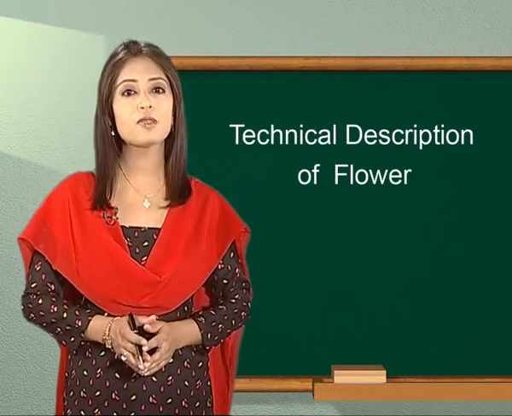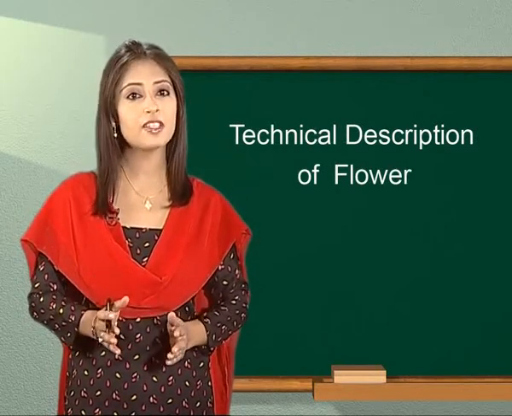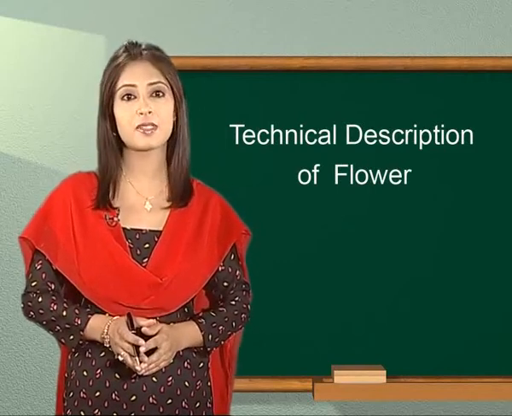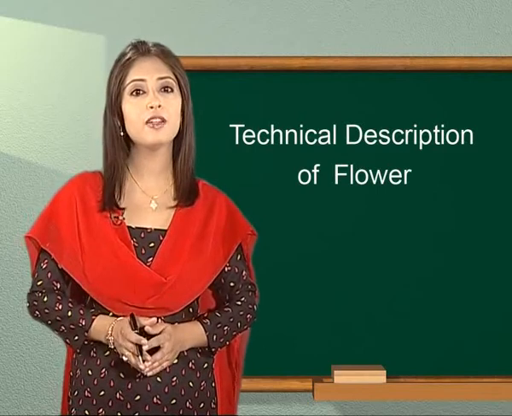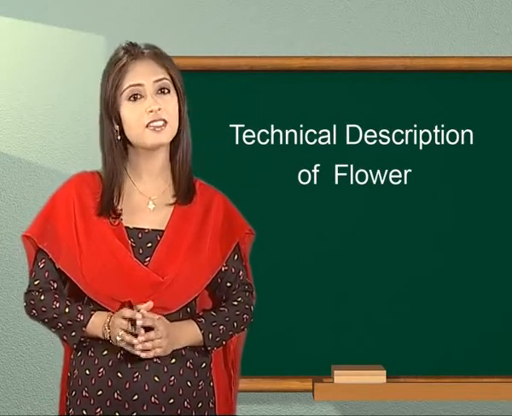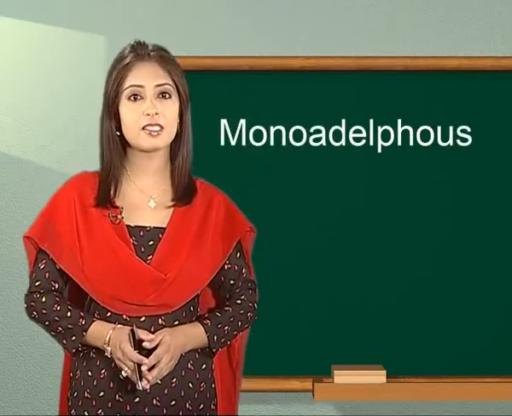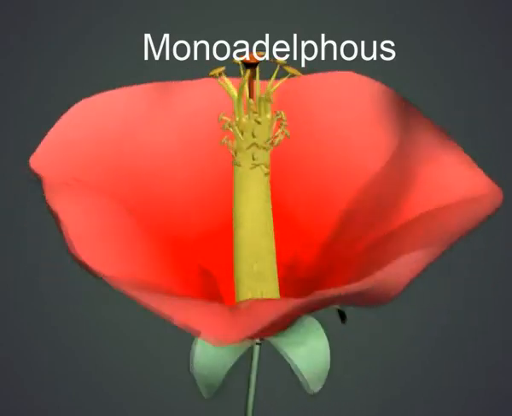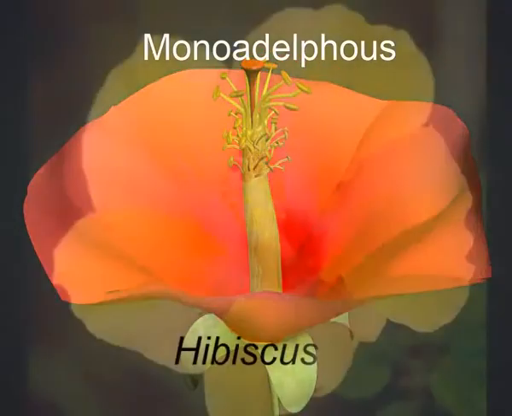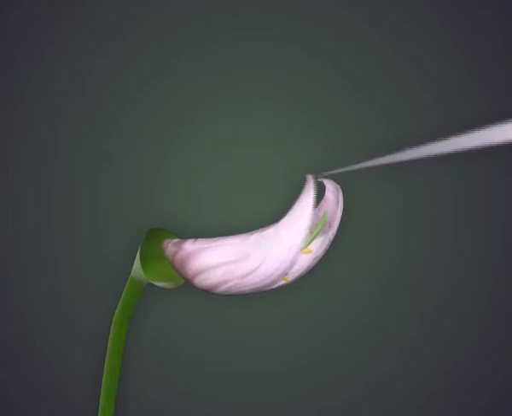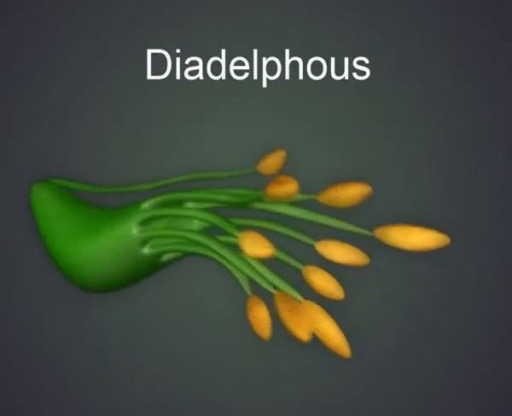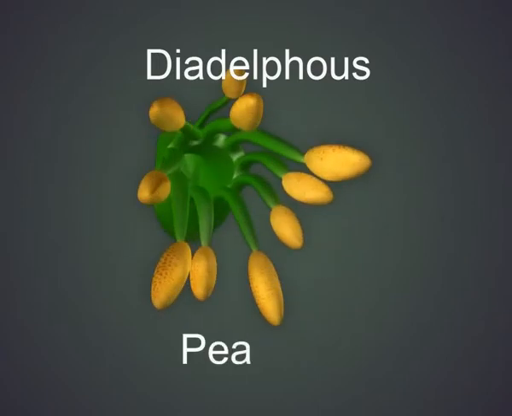There are different forms of androecium which vary to a great extent in their form and are of different types. Now let us get familiar with some of the common technical terms concerning androecium. Monoadelphous. If all the stamens are united or their filaments are fused as in hibiscus. Diadelphous. If filaments are fused to form two bundles as in pea.